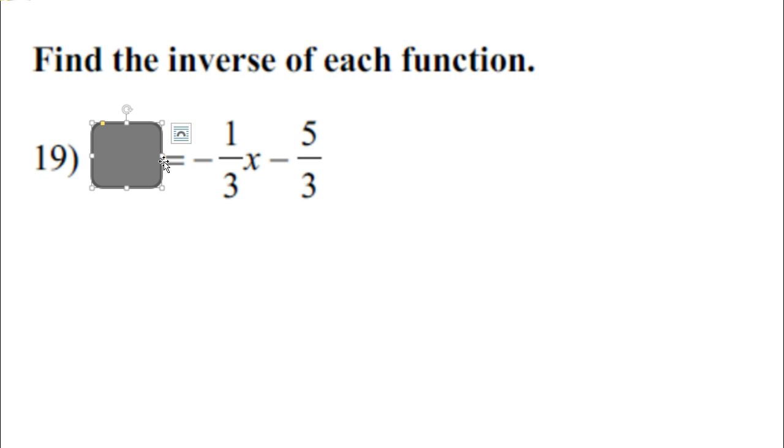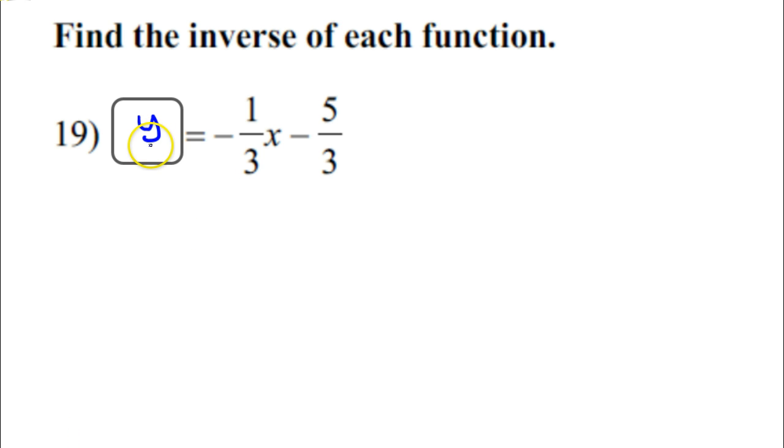Well, when I say y, this is what I'm talking about. This is basically y right here. So I'm going to switch these as my first step. So this is going to become x equals negative 1/3 y minus 5 over 3. Now I just need to solve for y, and that'll be my inverse.